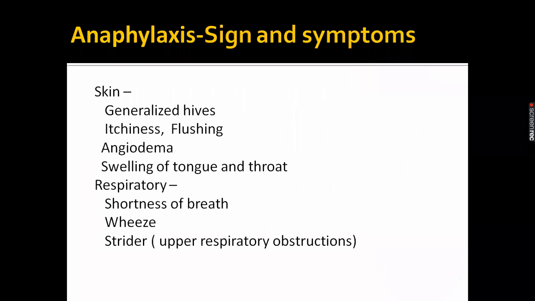Anaphylaxis signs and symptoms are in the form of generalized hives, itchiness, flushing, angioedema. All these things are seen. Respiratory: shortness of breath, wheeze or stridor. In the first part of this class, I have shown you the diagram where the larynx goes on swelling. So there will be stridor at the end stage, or when the larynx has completely inflamed.